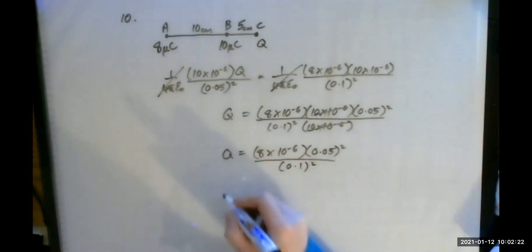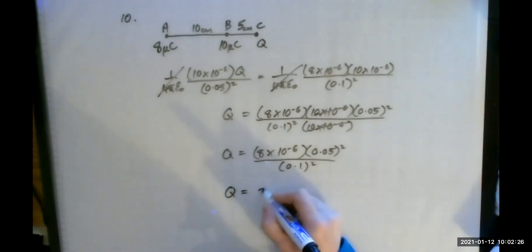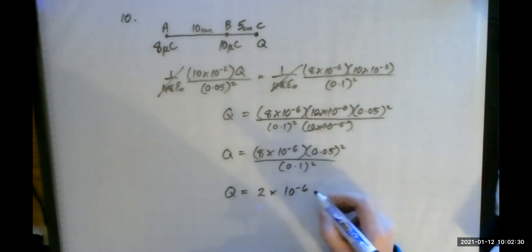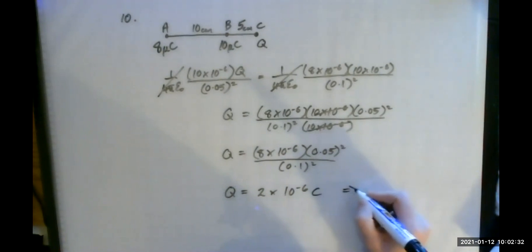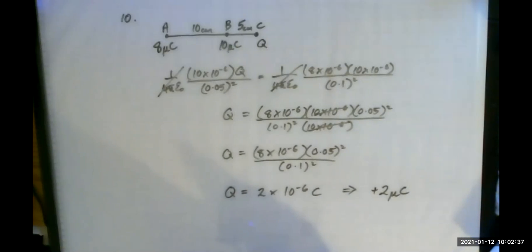So use the calculator. I guess we should get your charge Q equals 2 by 10 to the power of minus 6 coulombs. Which is just plus 2 microcoulombs.